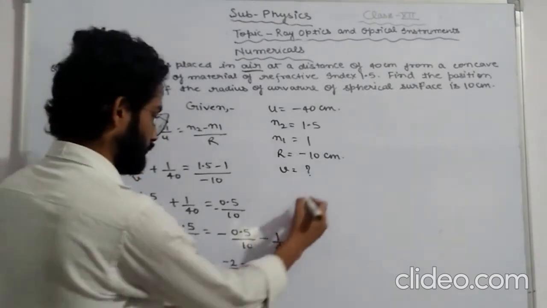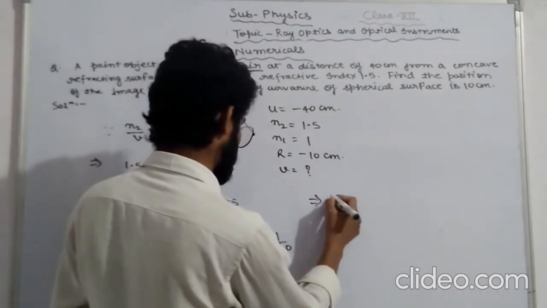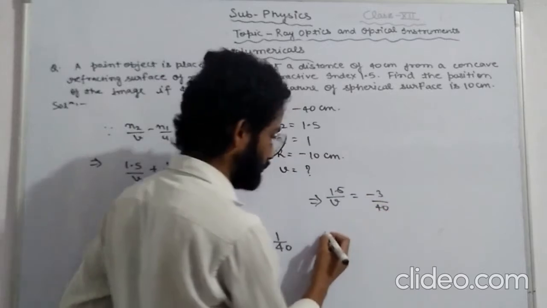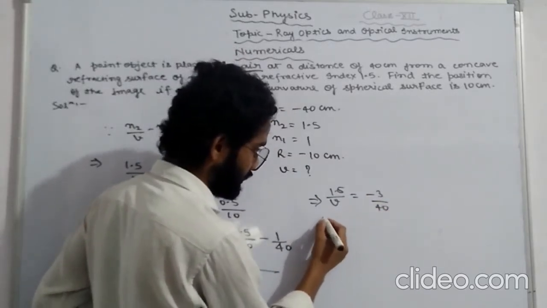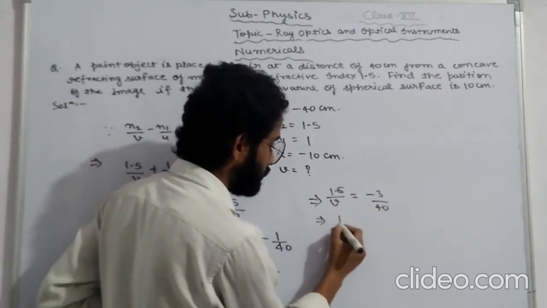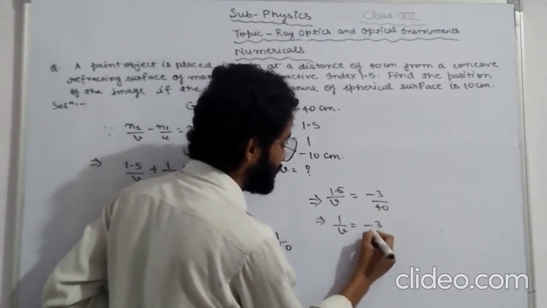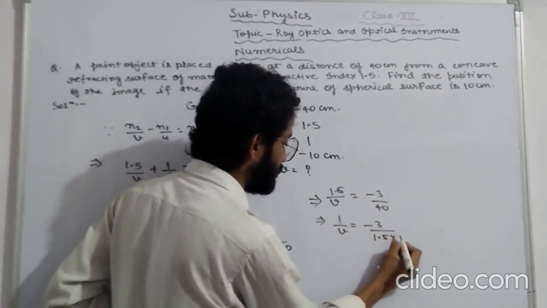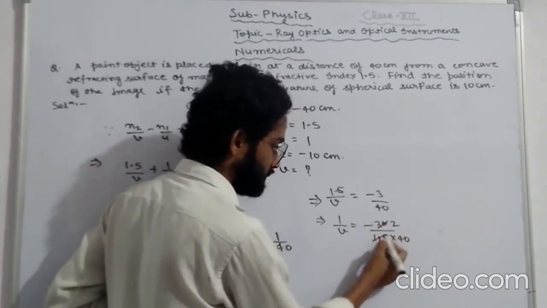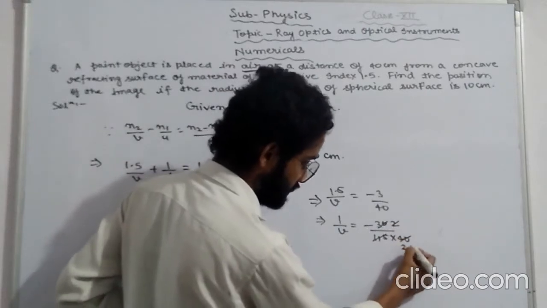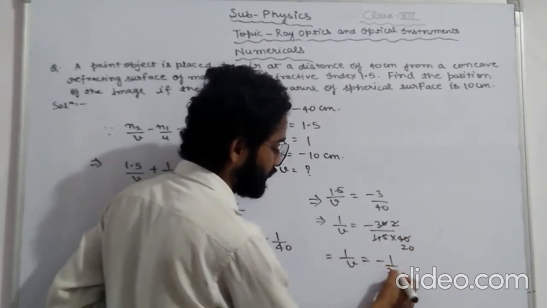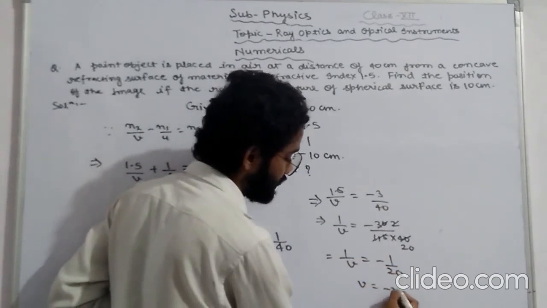This can be written as 1.5 upon V is equal to minus 3 by 40. Then it can also be written as 1 upon V is equal to minus 3 upon 1.5 into 40. This can be written as 2 times, and this can be written as 20. So 1 upon V is equal to minus 1 by 20. Then V is equal to minus 20 centimeter.